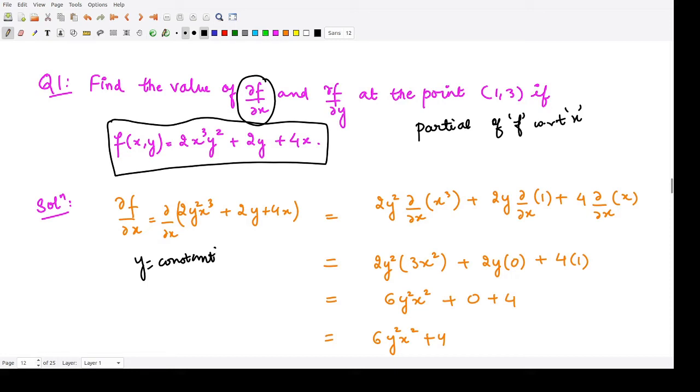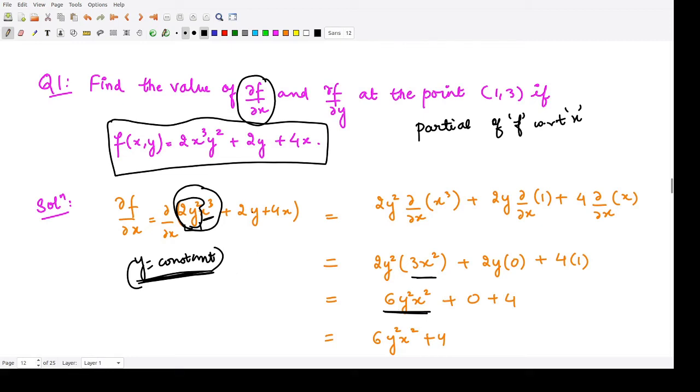If you treat y as constant, this quantity is constant, so it would come out of the differentiation. Performing differentiation here is similar to ordinary differentiation. The only difference is that you will treat all the other variables as constant. So in the whole term 2y square x cube, we will only take the derivative of x cube and treat 2y square as constant. So it would be 2y square outside, and then the derivative of x cube, which is 3x square. So we have 6y square x square as the first quantity.